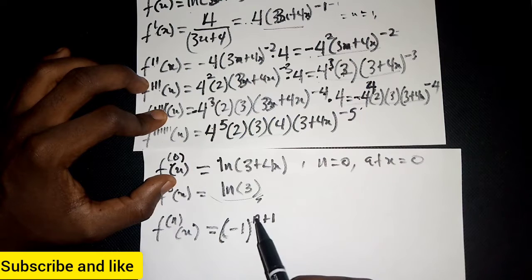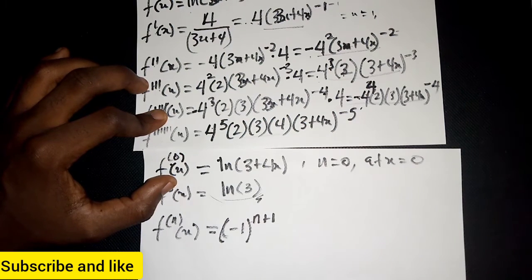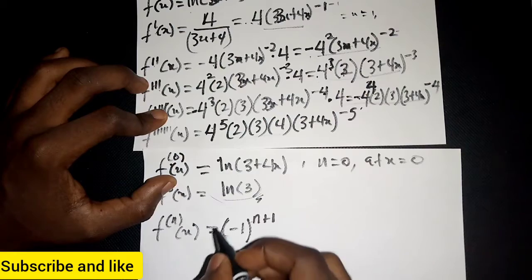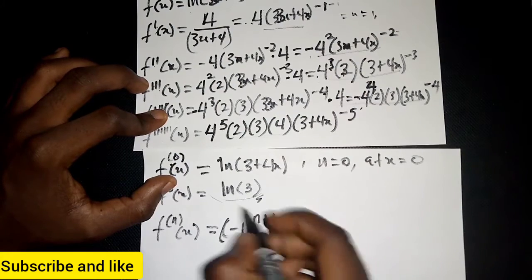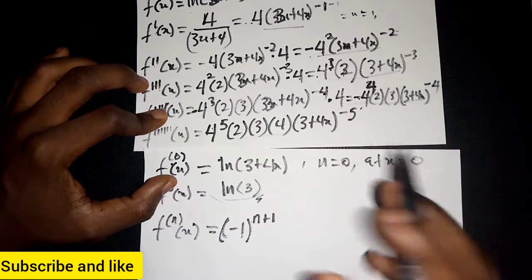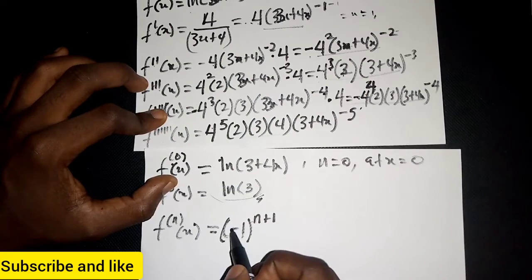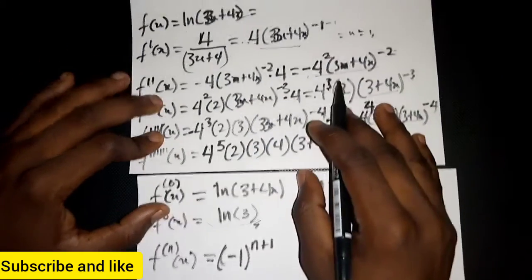When n is 2, then we have negative 1 cube, which is just negative. So we can see that when they are even numbers, we have positive; odd numbers, we have negative. So this formula over here to represent the alternating negative and positive is going to work. Now let's move to the next one.